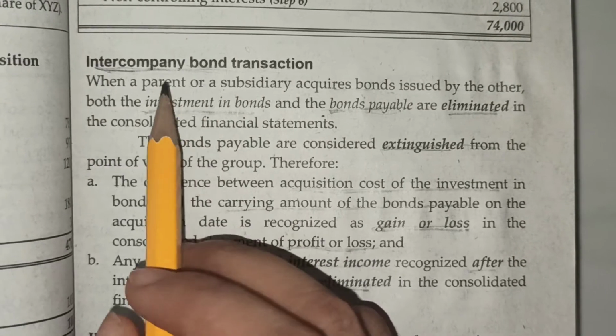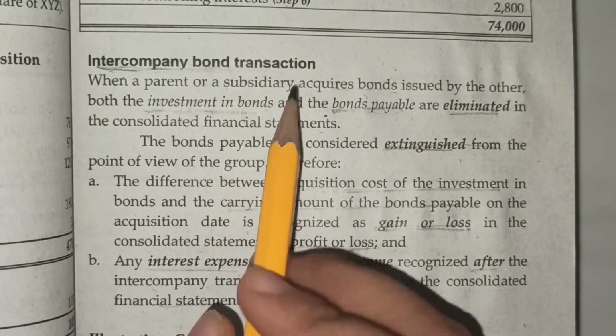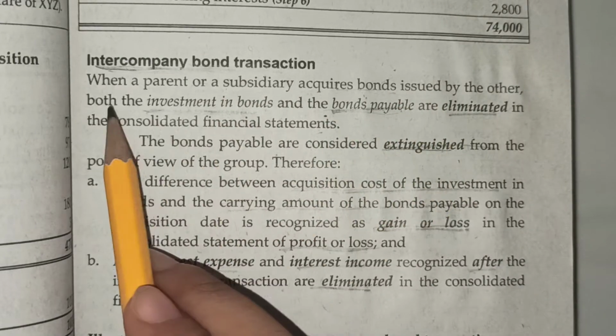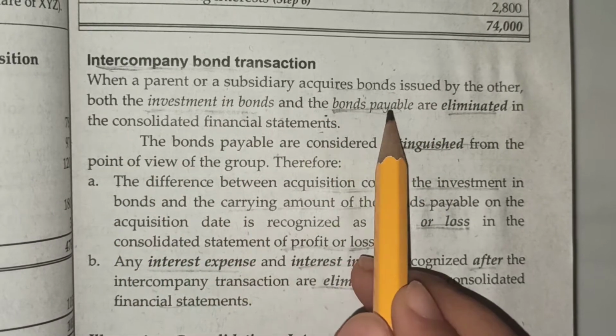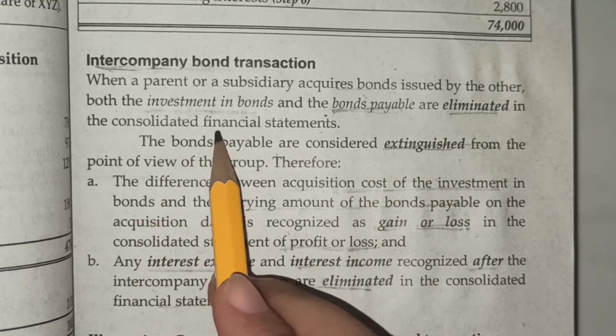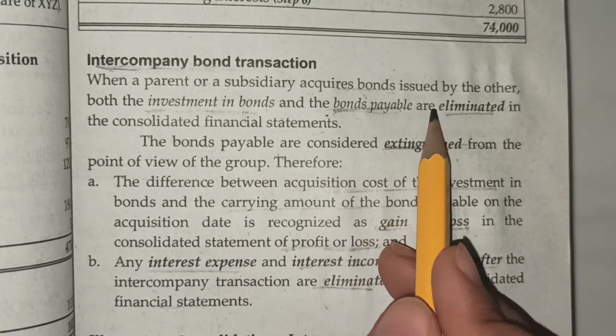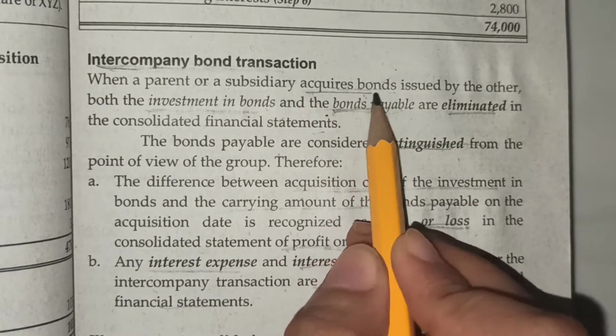So today we will discuss about intercompany bond transactions. When a parent or a subsidiary acquires bonds issued by the other, both the investment in bonds and bonds payable are eliminated in the consolidated financial statements. So sa investment in bonds and bonds payable ay may eliminate daw kapag na-acquired na yung bonds.